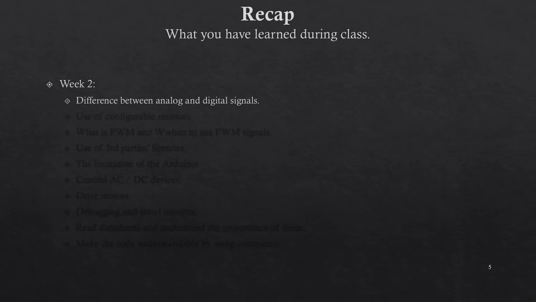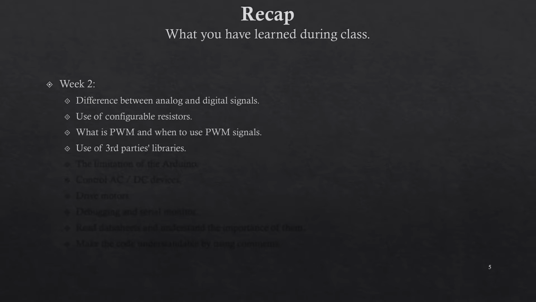In week 2, you have learned the difference between the analog and the digital signals. You learned how to use a configurable resistor, the potentiometer. You also learned what is the PWM and when to use a PWM signal. You have used third party libraries such as the library for the ping sensor and the library for the stepper motor. You have seen the limitation of the Arduino in regards of the current that it can provide in a pin. You also have learned how to control an AC and a DC device using a relay.